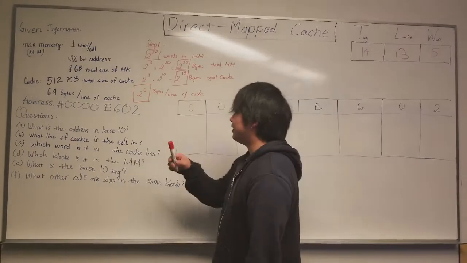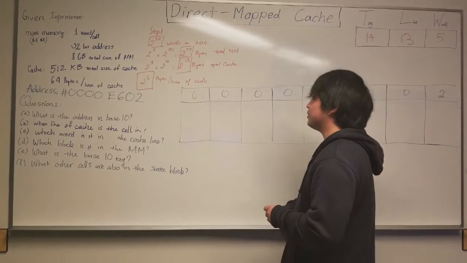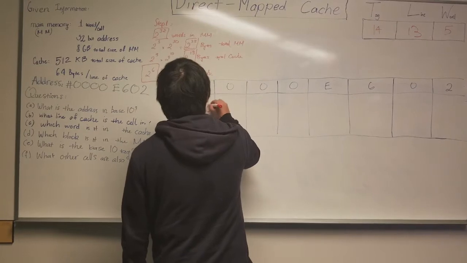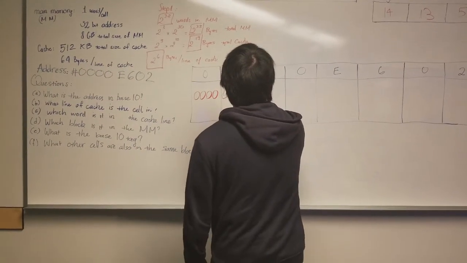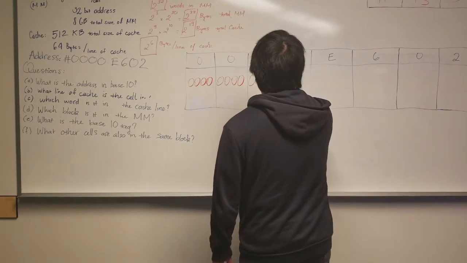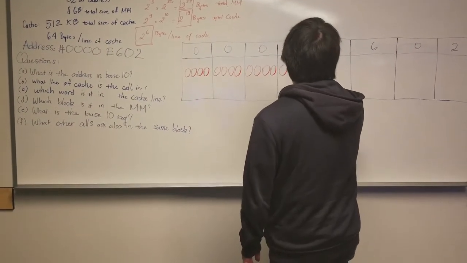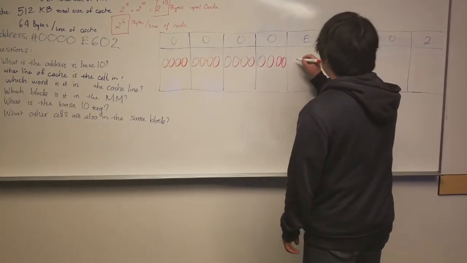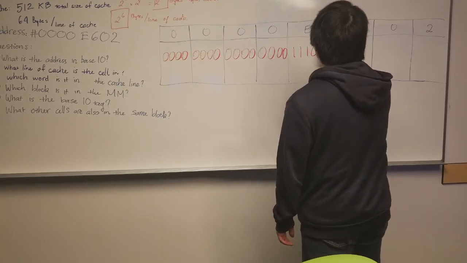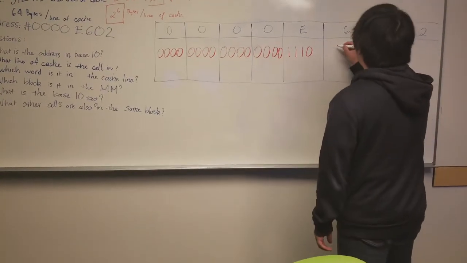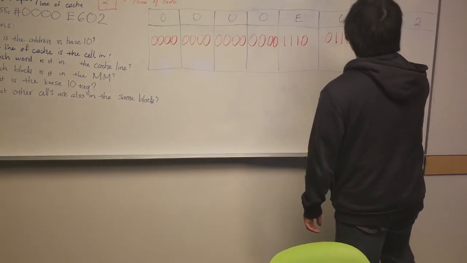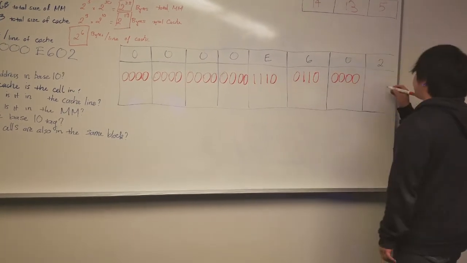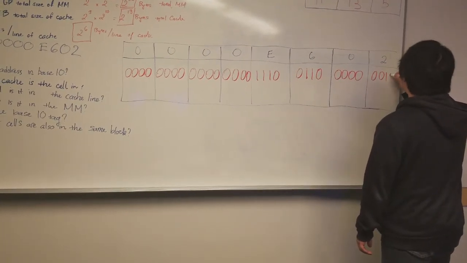We're going to convert this address, our hex address, into binary. Starting from the left side, we have a run of zeros. Next we have our E, which is 14 in decimal, so 1, 1, 1, 0. Next is our 6, so it's 0, 1, 1, 0. And we have another 0, 1, 2, 3, 4 zeros. And our 2, so 0, 0, 1, 0.